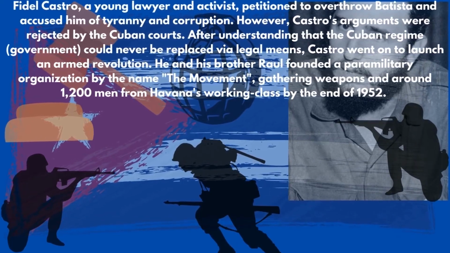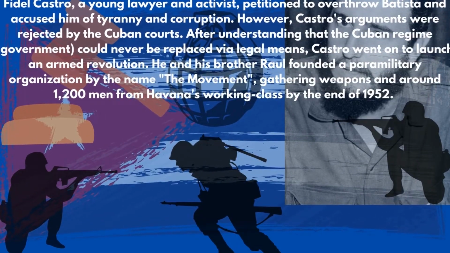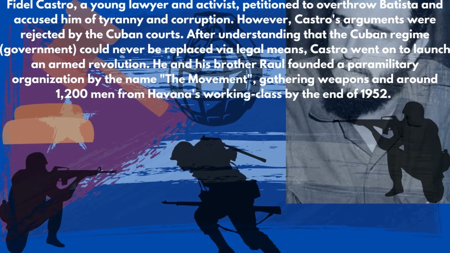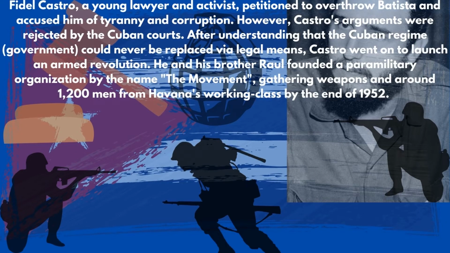It is therefore easy to see how Cuba would have been ripe for a revolution. And a young lawyer known as Fidel Castro, who was also an activist, had petitioned the court to overthrow the president, Batista. Castro accused him of tyranny and corruption. However, Castro's arguments were rejected by the Cuban courts.